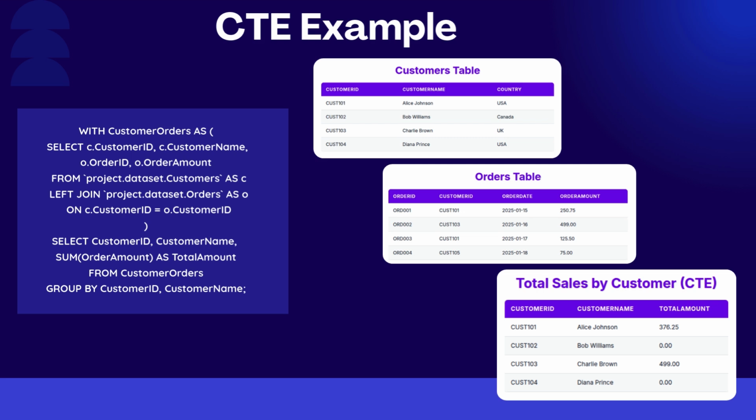Here's what's happening. First, inside the WITH clause, we created a CTE called customer_orders. In this CTE, we joined the customers table with the orders table and selected the necessary columns. Now, in the main query, instead of writing the join again, we simply reference customer_orders as if it were a table. Finally, we perform an aggregation to calculate the total order amount for each customer.